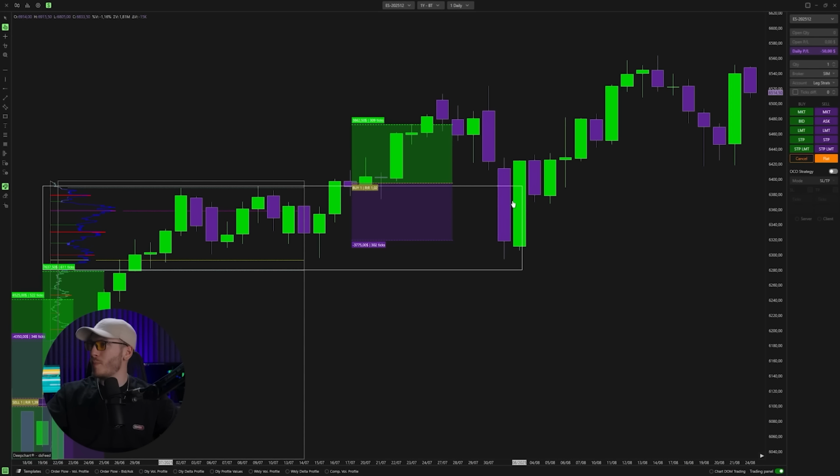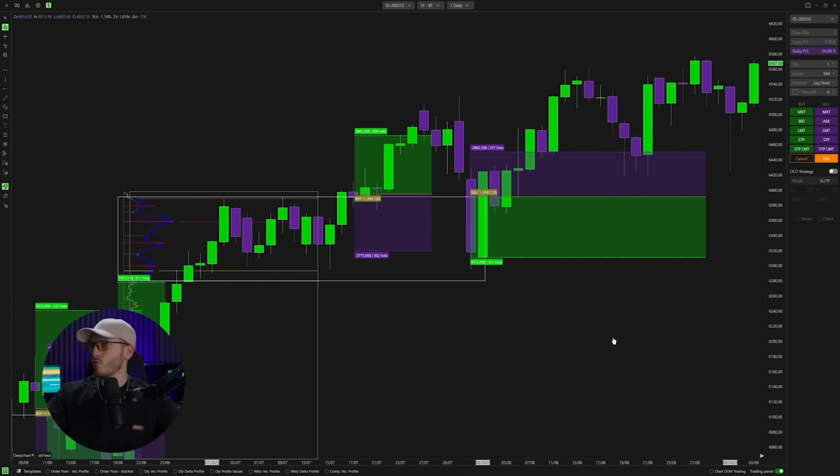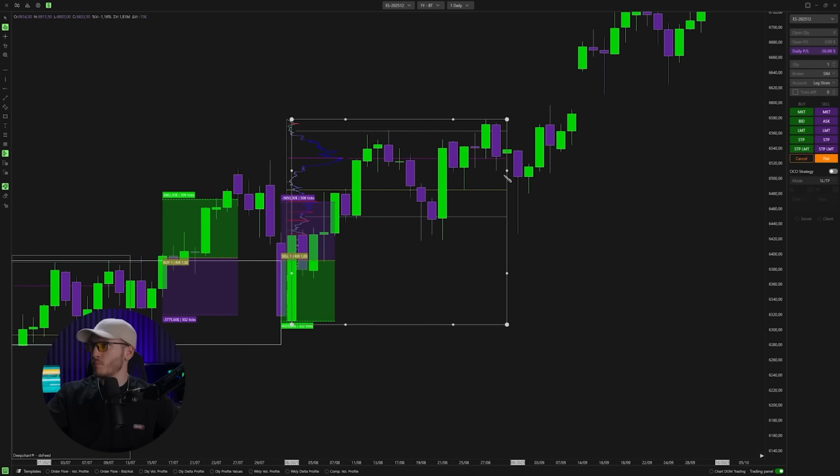Then we broke back inside. That was probably a stop loss. We would have sold here. As you see, this setup is particularly less profitable. This would have been a direct stop loss. Then again, we had this big move up.